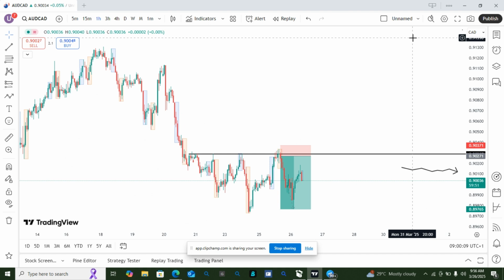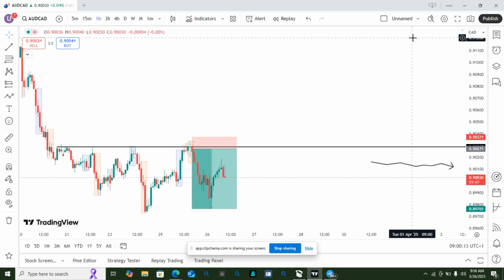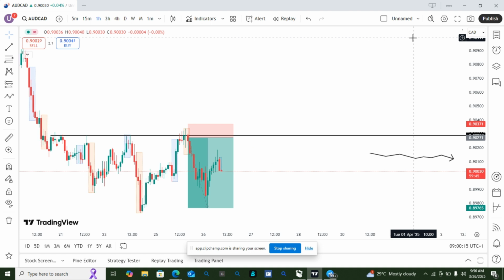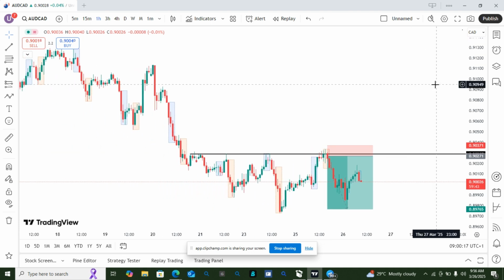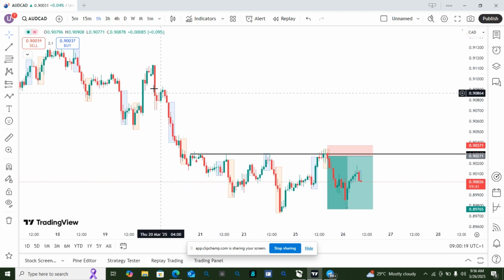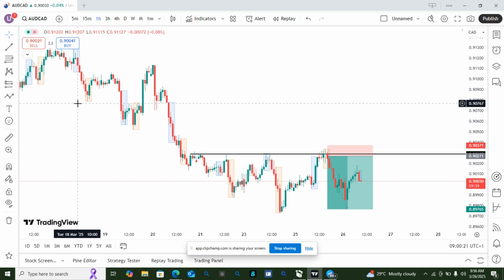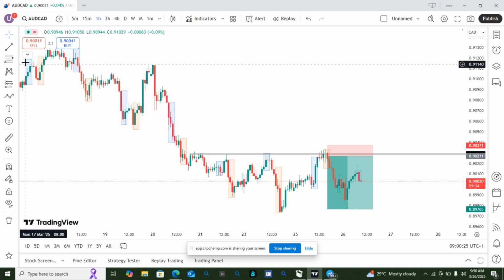So this is a race chart, and this is AUD card. So this thing happened yesterday, being the 25th of March 2025. That's when I traded this pair.